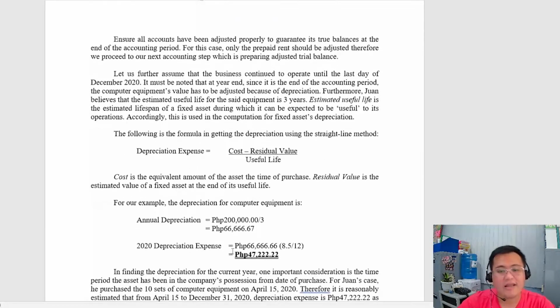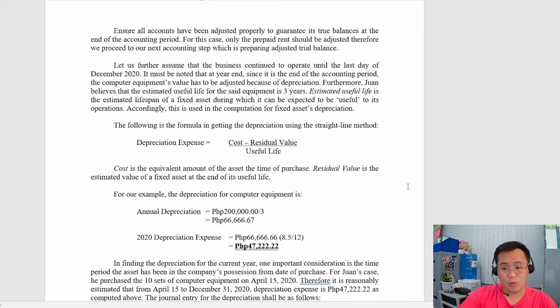Now, ensure all accounts have been adjusted properly to guarantee their true balances at the end of the accounting period. For this case, only the prepaid rent should be adjusted. Therefore, we proceed to our next accounting step, which is preparing the adjusted trial balance. Let us further assume that the business continued to operate until the last day of December 2020. It must be noted that at year-end, since it is the end of the accounting period, the computer equipment's value has to be adjusted because of depreciation. Again, recall, all PPEs are subject to depreciation except for land.